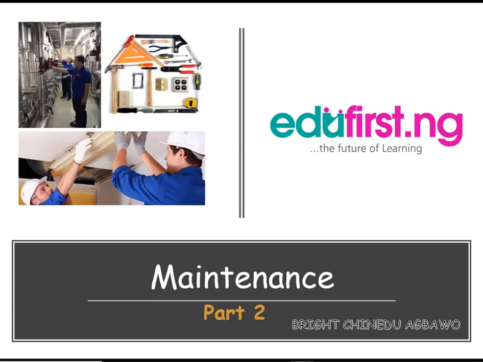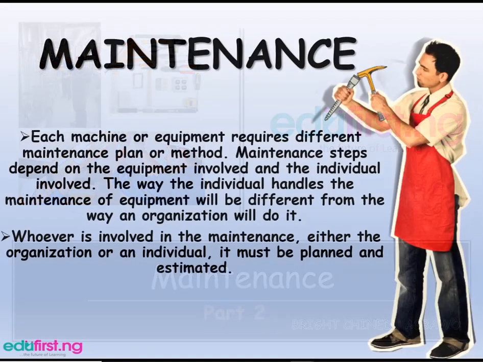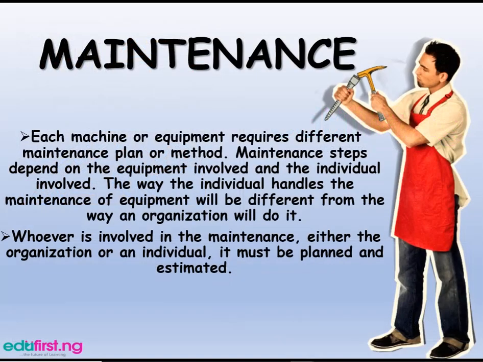In this aspect, each machine or equipment requires different maintenance plan or method. Maintenance steps depend on the equipment involved and the individual involved. Did we get something there? It says machine or equipment requires different maintenance plan or method.